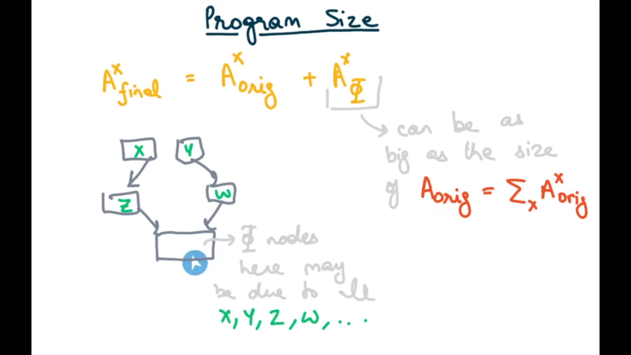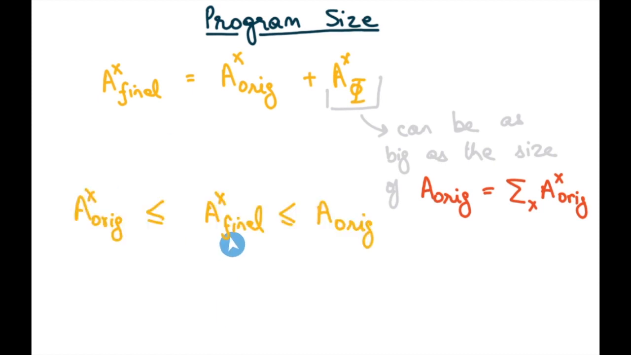To see this, consider the number of φ nodes that can be added to this basic block. The number of the φ nodes that are added here may be due to all of the other basic blocks X, Y, Z, and W. And so the number of φ nodes added in a single basic block can be as large as the size of the original program. In other words, AX final can be between AX orig, which is the case if there were no φ nodes added, and can be less than A_orig.